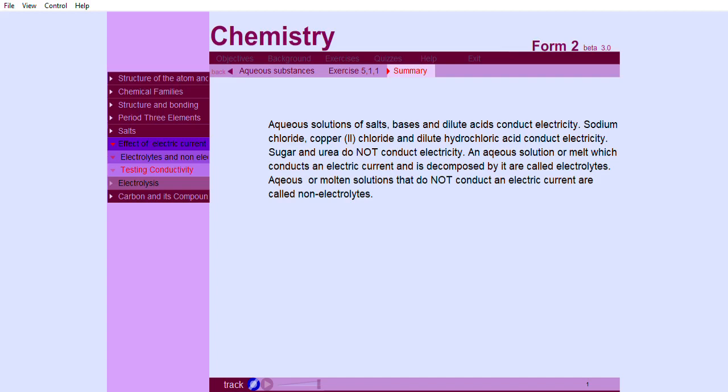Aqueous solutions or melts, which conduct electric current and are decomposed by it, are called electrolytes. Aqueous or molten solutions that do not conduct an electric current are called non-electrolytes.